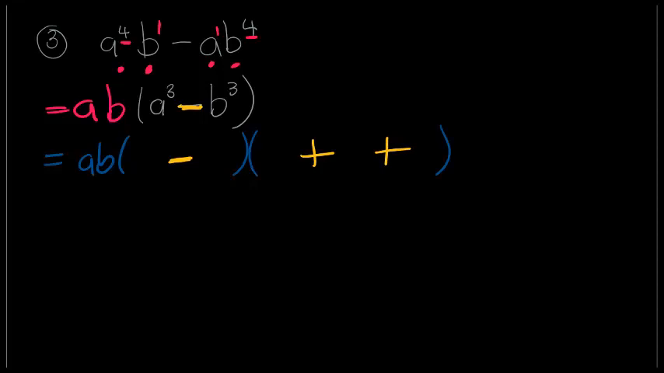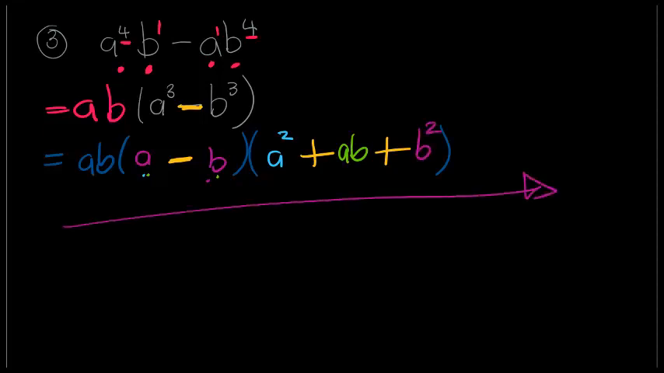First bracket. Cube root of a cubed is a. Cube root of b cubed is b. Easy. Second bracket. A squared. Then I have a times b. And then I have b squared. Done. That was easy.